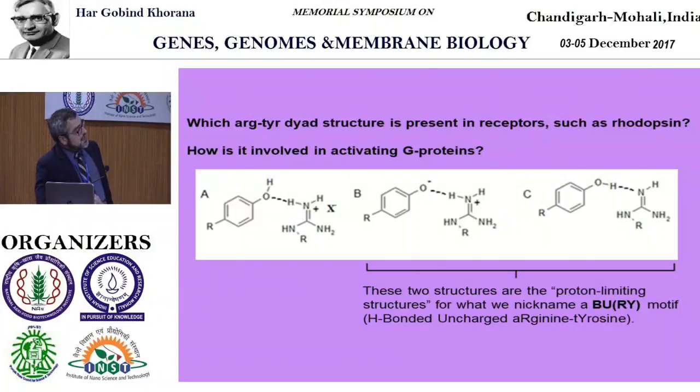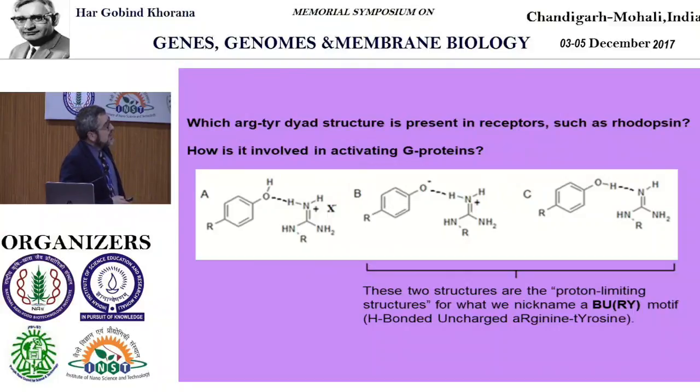This is a sort of canonical, highly polarizable H bond, since these two both have high proton affinities. These two structures are what we call the proton limiting structures for what we have nicknamed a Berry motif. We use this abbreviation to stand for H bonded with a capital B, uncharged for the overall uncharged state, although in one portion of it, it's a zwitterion, arginine and tyrosine.